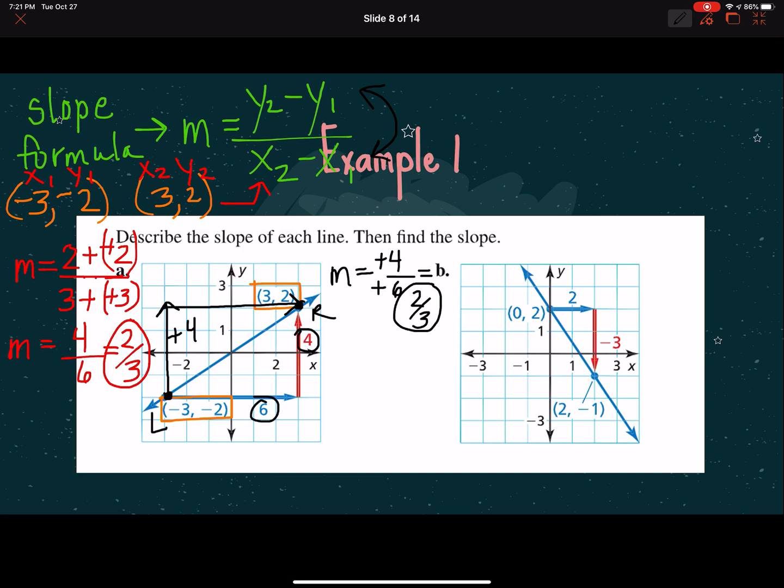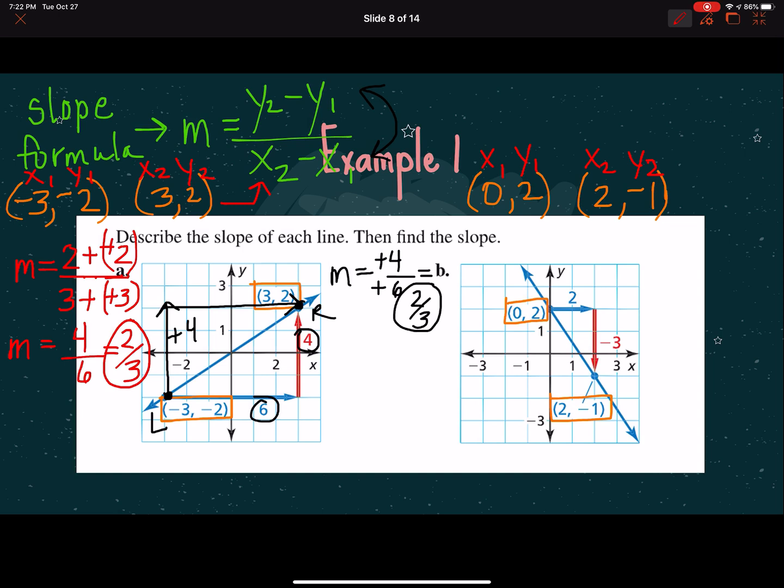Okay, let's talk about example B now. So if I were taking my ordered pair and I were going to use the slope formula, I would call set 1, 0, 2, set 2, 2, -1. And remember, it really doesn't matter which one I call set 1 or set 2. The only thing that has to be consistent is whatever I choose to call x1, that also has to be y1. And whatever I choose to call x2, the y value has to be y2.